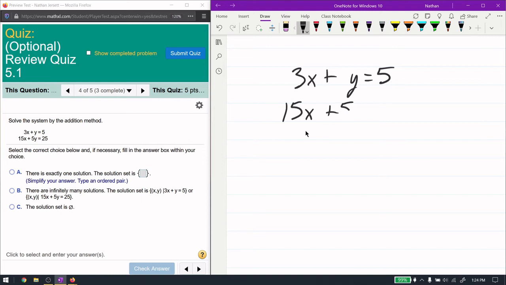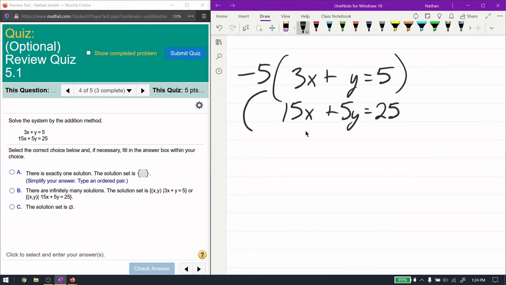15x plus 5y equals 25. I want the same number but opposite signs. So the y's I can easily get by multiplying the top equation by negative 5.